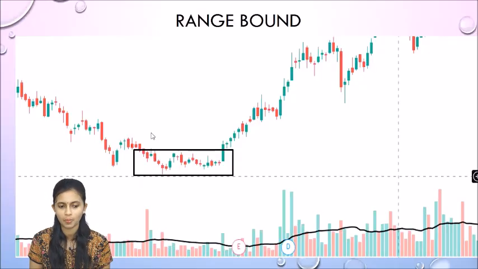Immediately you can find a big spike over here, right? And the market will start moving upwards. So what happens? He will not be able to get the stock at the price at which he wanted to buy. So what will he do?